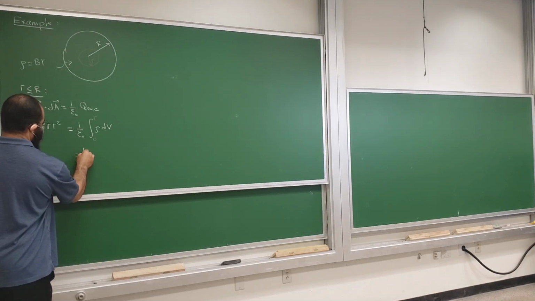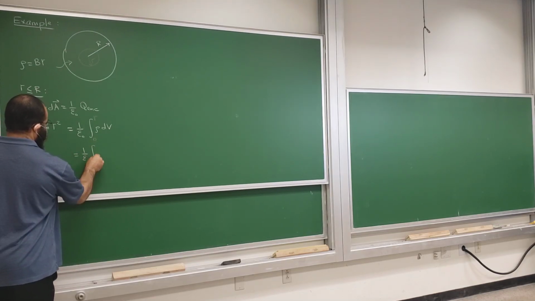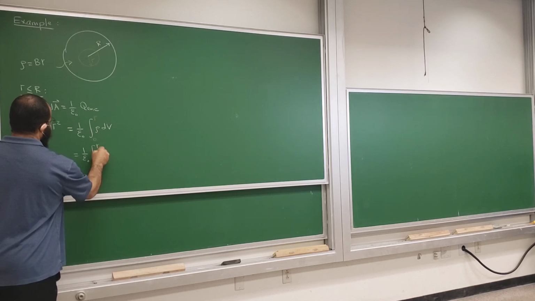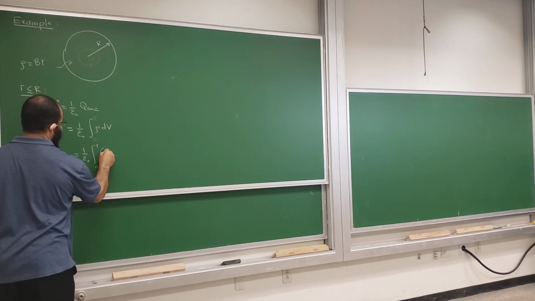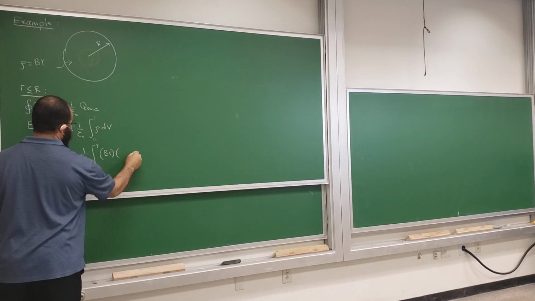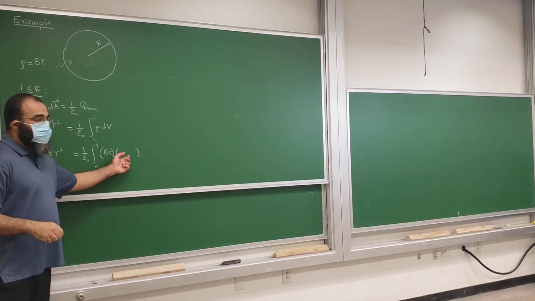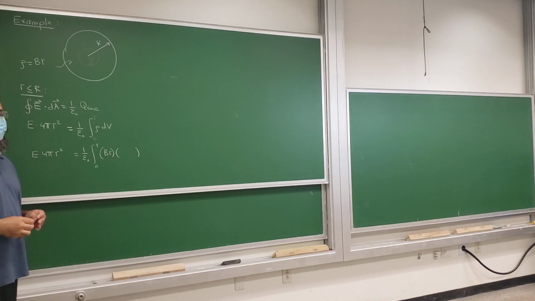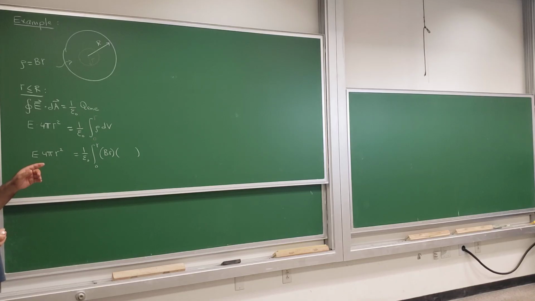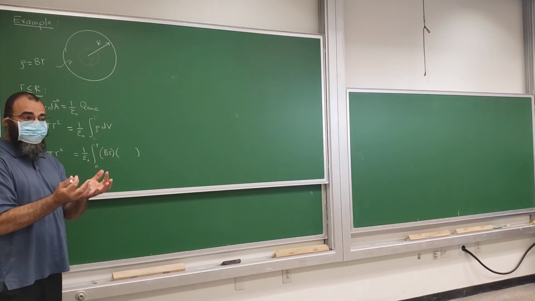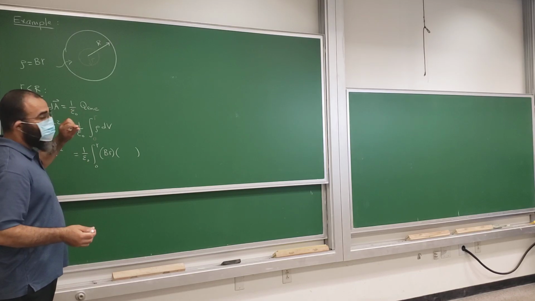So we get 1 over epsilon naught, integral from 0 to little r, rho is b times r, and then dV. So, what is dV for a sphere? The volume? That would be for an entire sphere. But here, I'm looking for just dV.